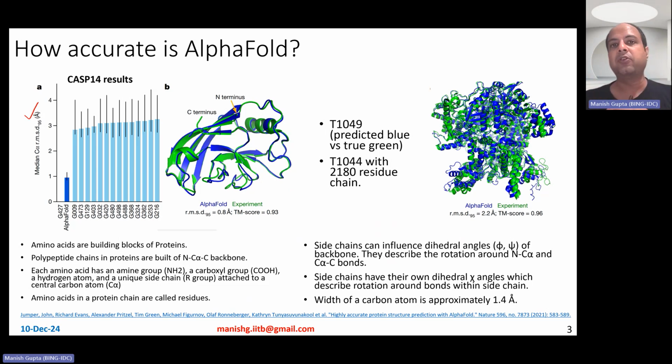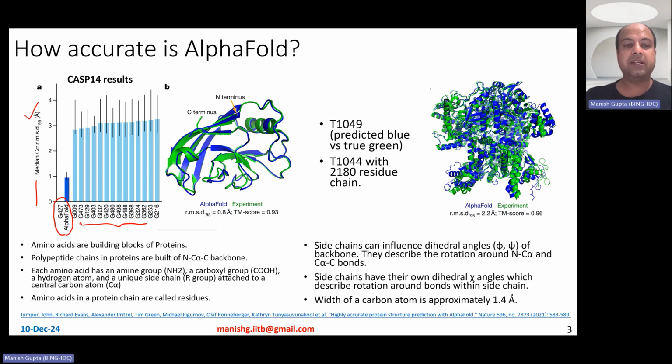That metric, if you look only at the alpha carbon atoms, right? There are some atoms called alpha carbon atoms, the main atoms in some ways in a polypeptide chain. If you compute their root mean square deviation, this is what is plotted in this first graph. And as you can observe, the G427 team, which is the AlphaFold team, gives you the lowest root mean square deviation. The lower the better, for this metric. And that is compared to various other teams which participated in the CASP14 challenge, right?